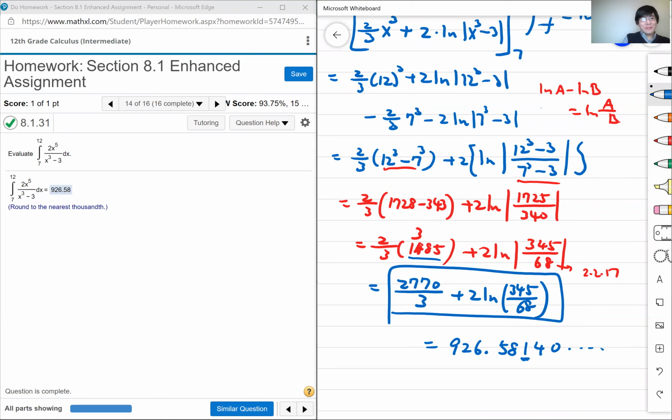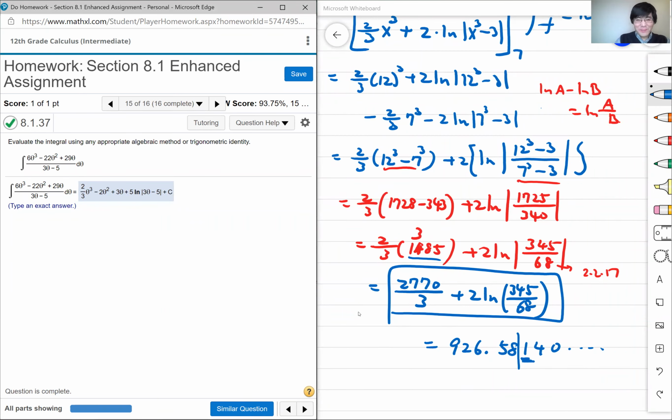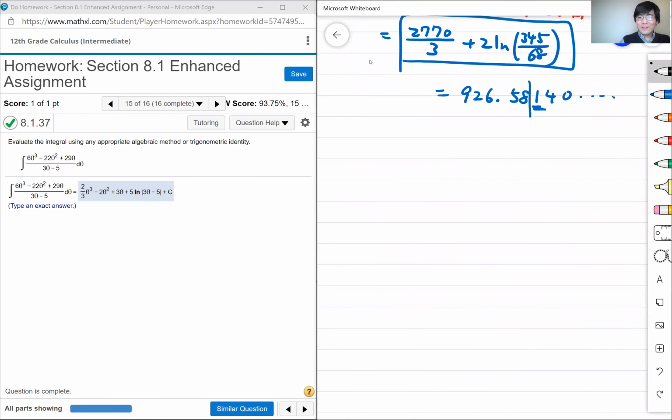So I'm kind of off here, but yeah, I guess the correct answer is 926.581 because this is to the nearest thousandths. Well, when I was solving this one, I thought it was to the nearest hundredths. So I only did it up to this one, but anyway, let's move on to the next question. Okay, number 15. Well, I hate theta, so I just write down everything in x.